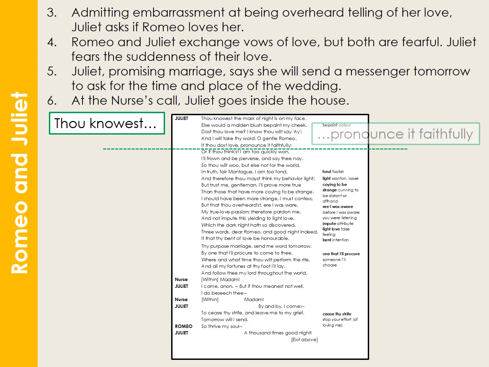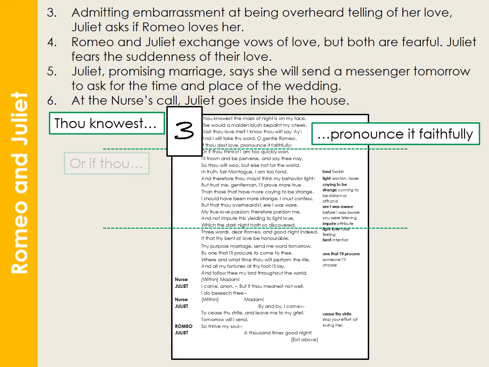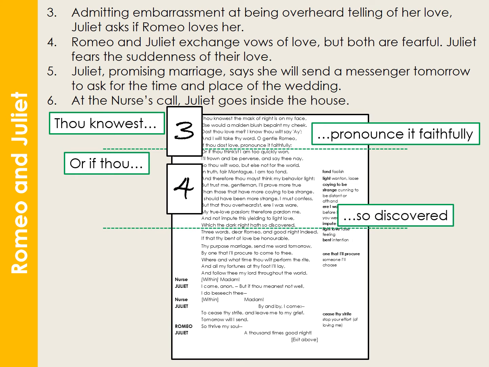Okay, so where you need to start dividing your page is the third bit where she admits embarrassment is right there. Okay, so right under the line, if thou dost love, pronounce it faithfully. You can divide your page there and you can write the statement or write it next to your extract that she's showing that she's embarrassed in that section. And then in the next bit, you can draw your line between the words, which the dark night hath so discovered, and three words, dear Romeo, good night indeed.